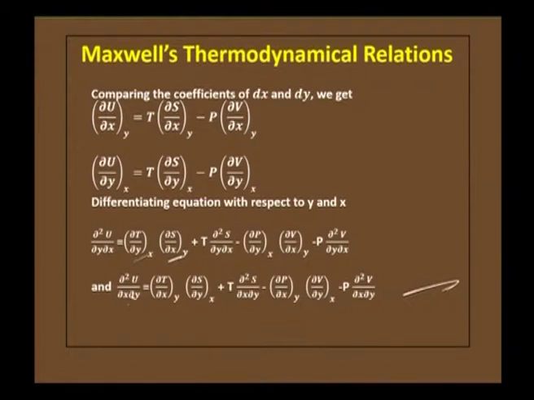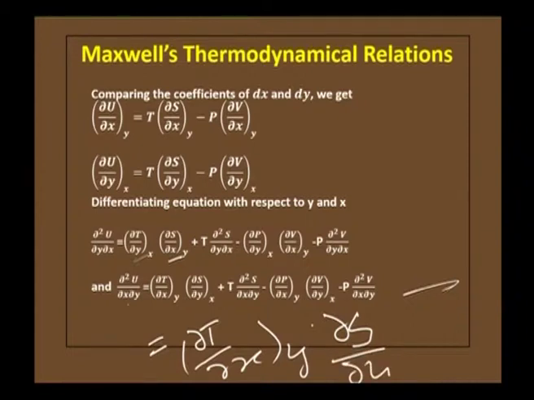We can write ∂²U/∂x∂y is equal to ∂T/∂x of y into ∂S/∂y of x. That is, you are replacing y by x and x by y. Because this x and y are interchangeable, this turns out to be T into ∂²S/∂x∂y minus ∂P/∂y, you replace it by x, ∂V/∂x is there, replace x by y, ∂V/∂y minus P into ∂²V/∂x∂y.